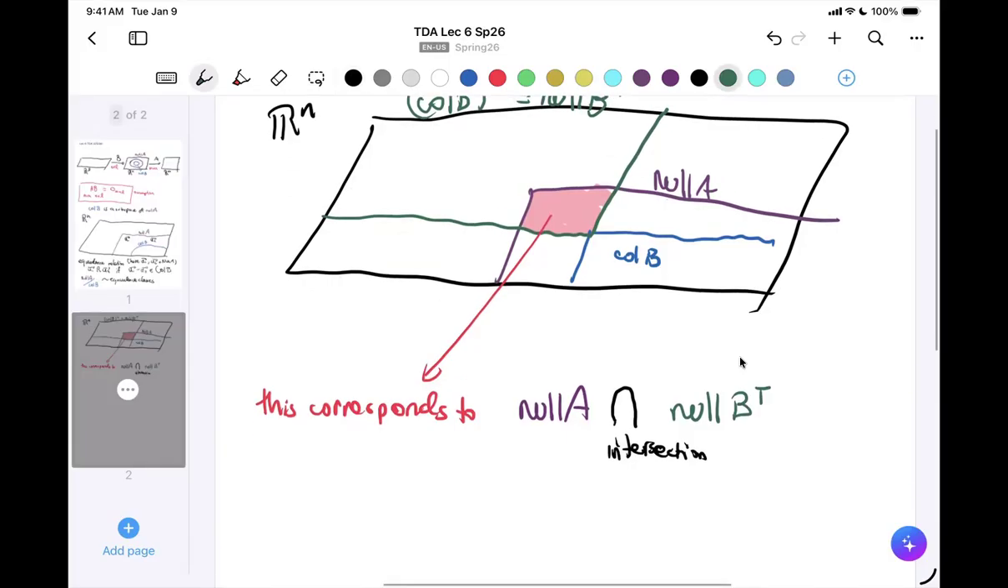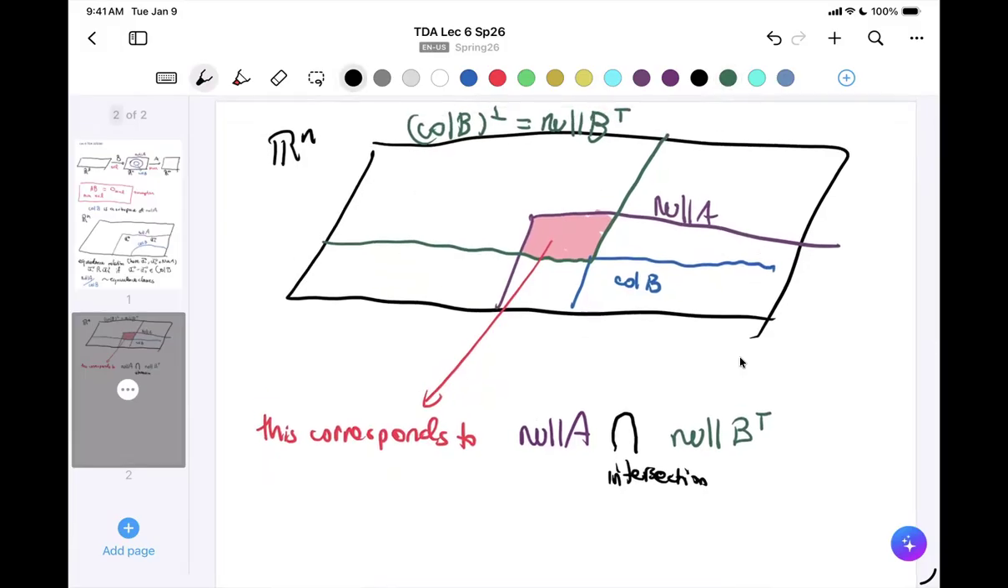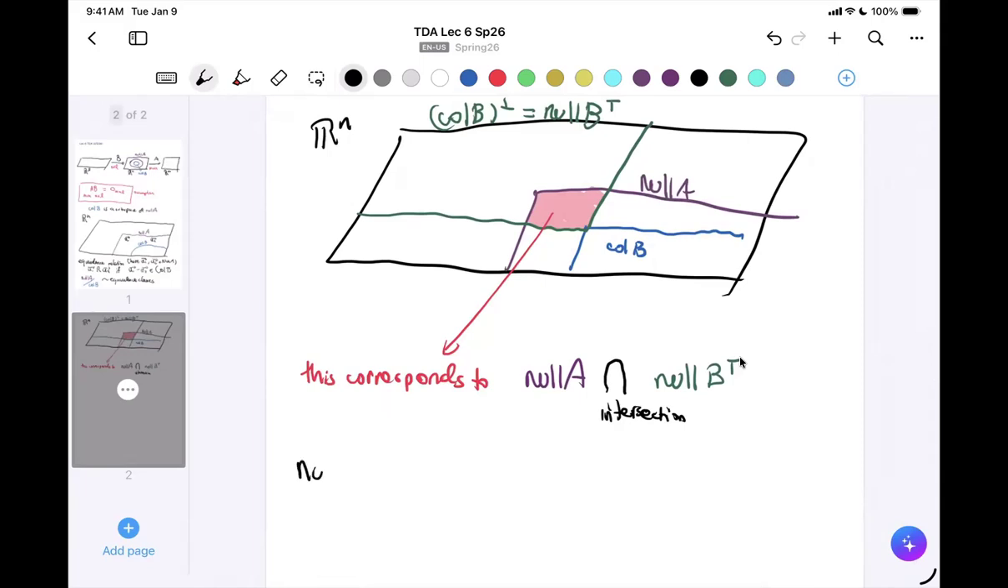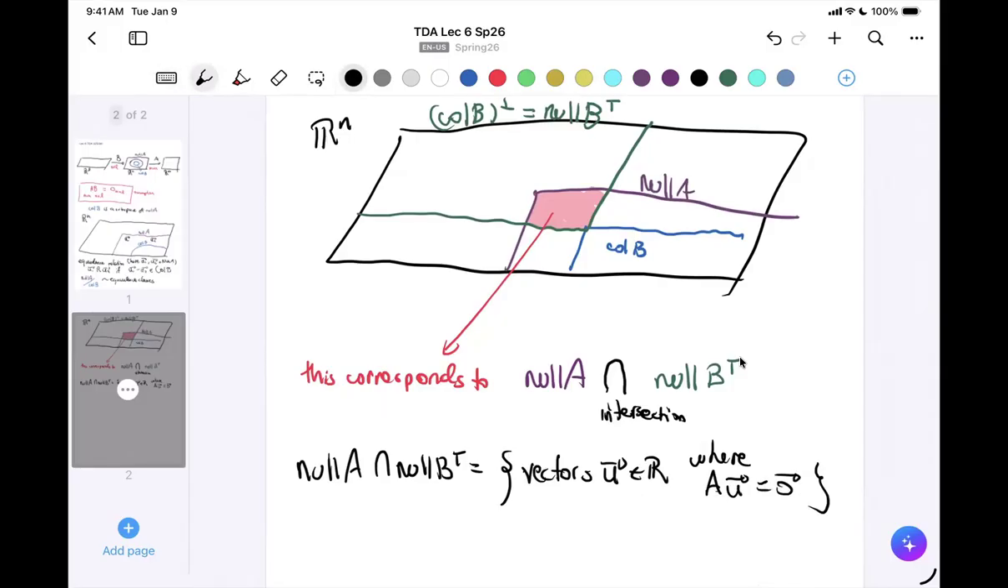So this consists of the vectors that belong to both subspaces. These are the vectors U in Rn that belong to both subspaces. What does it mean to belong to a null space? It's the solution of the homogeneous system. So you have that A times U is a zero vector, and then V transpose times U is a zero vector.